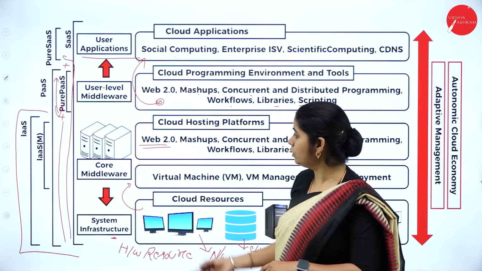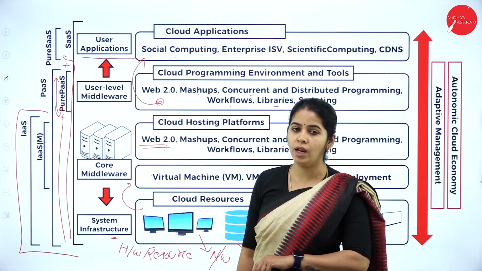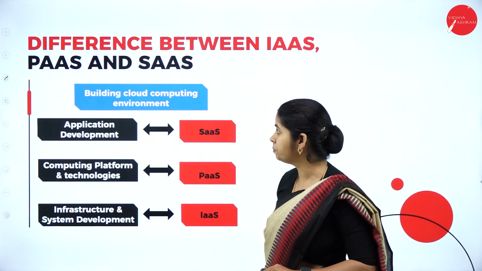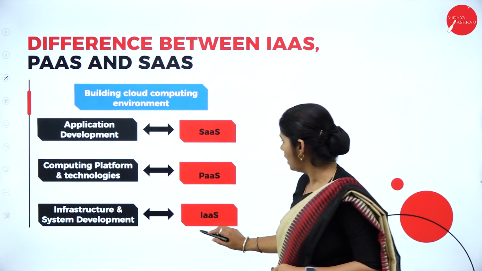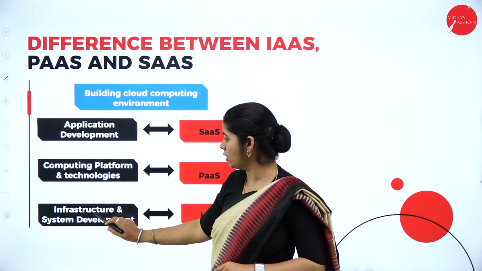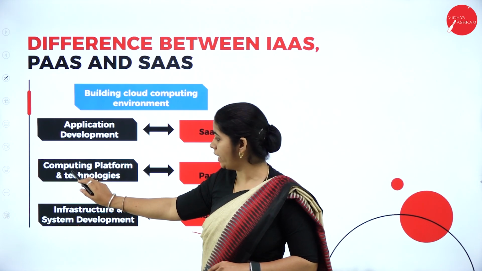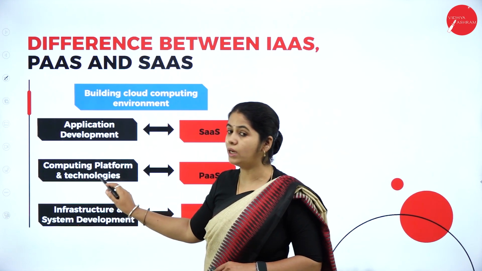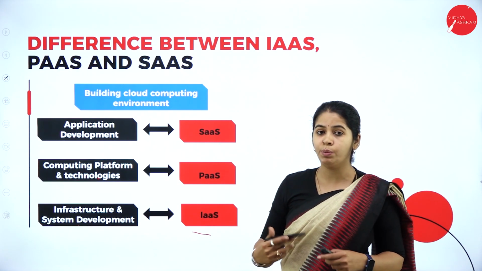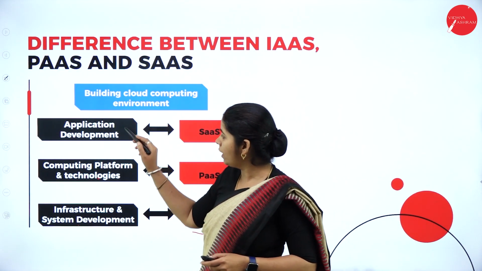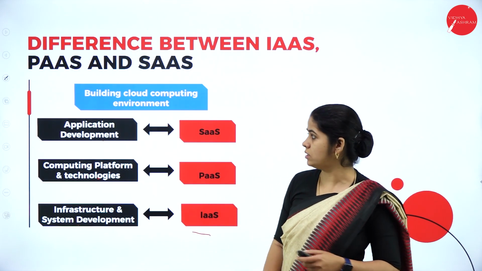Okay, so this is a complete infrastructure, a complete service-oriented cloud model. Difference between IaaS, PaaS and SaaS. IaaS is providing infrastructure and system development, whereas PaaS is providing a computing platform and technology as a service, and SaaS, what does it provide as a service? Already developed applications it is providing as a service.